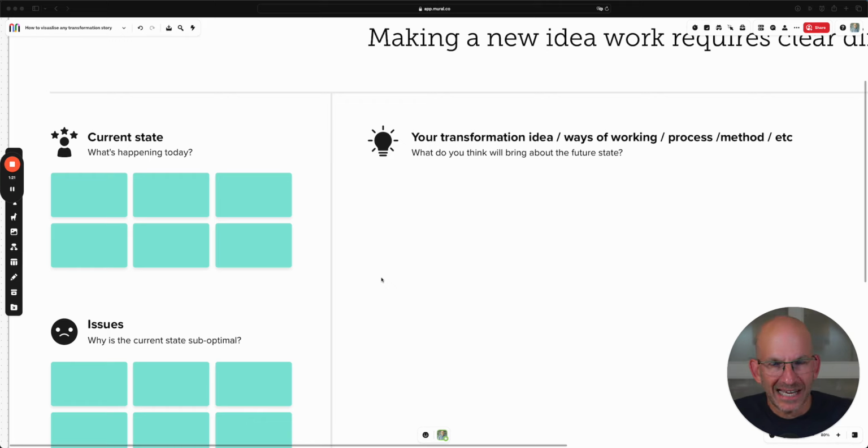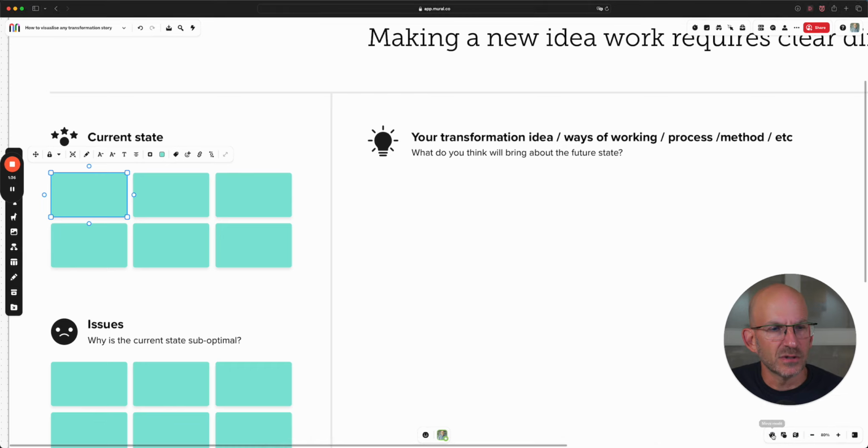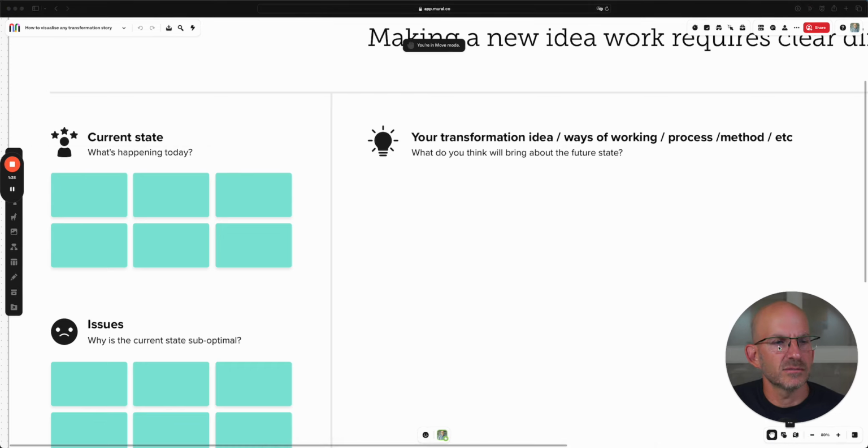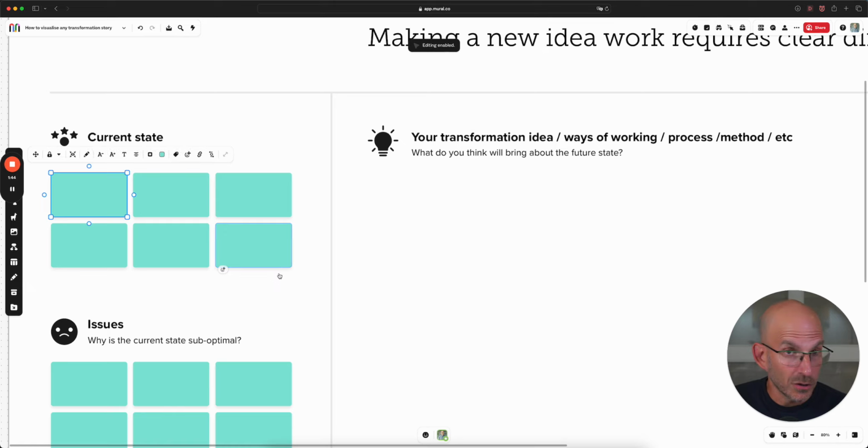When we start to actually think about how to get folks to come along on this journey with us, we have to describe the current state. So what's currently happening today? As we start to visualize our story, one of the things that we absolutely want to do is start to really think through the current state of things. So what are people actually doing today?